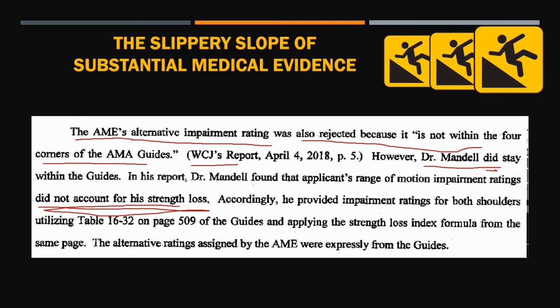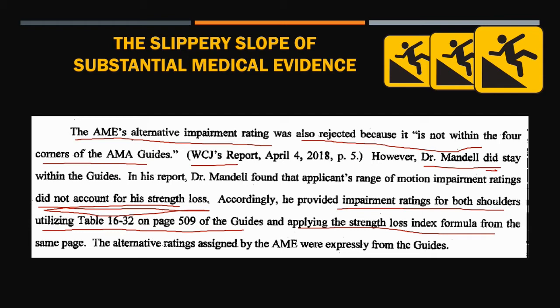We would expect the strength in those ranges to be limited as well, but Dr. Mandel did not discuss loss of strength of the shoulders. He uses loss of grip strength in providing his alternative impairment rating, which is just absolutely fascinating. Accordingly, the medical evaluator provided impairment ratings for both shoulders, utilizing the grip strength loss table on page 509 of the guides, and applying the strength loss index formula from the same page.